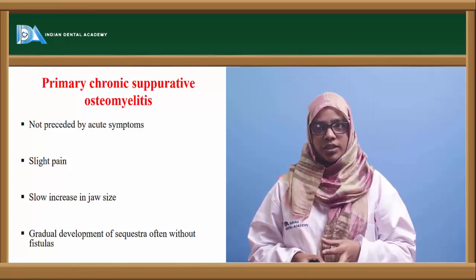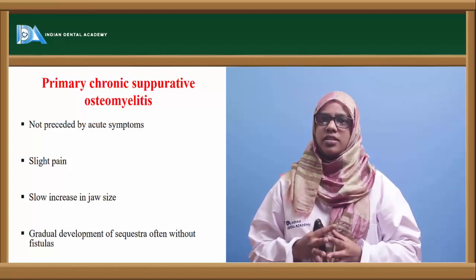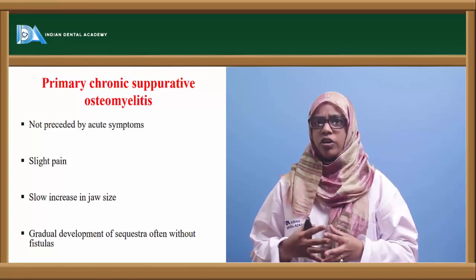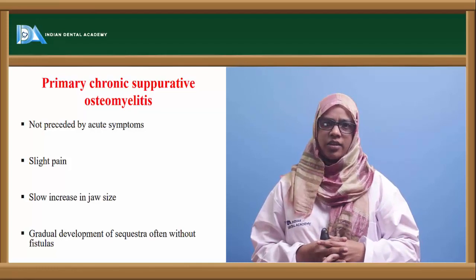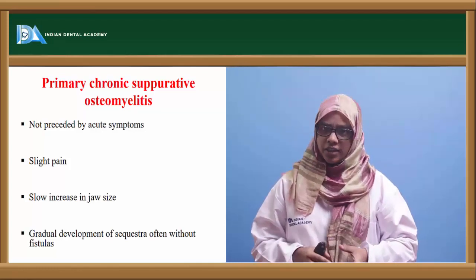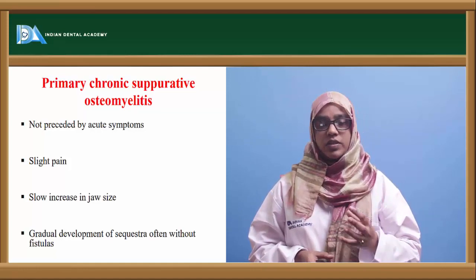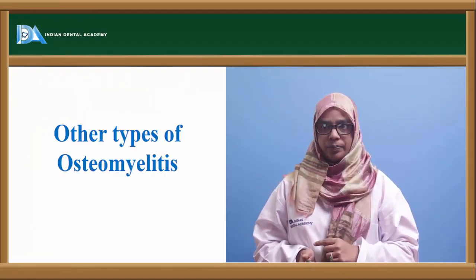Let's move on to the clinical characteristics of primary chronic suppurative osteomyelitis. As the name suggests, it does not precede an acute symptom. It is insidious in onset. Because of a low-grade infection for a longer time, which we are not able to treat, it results in primary chronic suppurative osteomyelitis. Here the pain is comparatively less than the acute symptoms. It is a slow-growing swelling of the jaw. There is gradual development of sequestration, often without fistula.